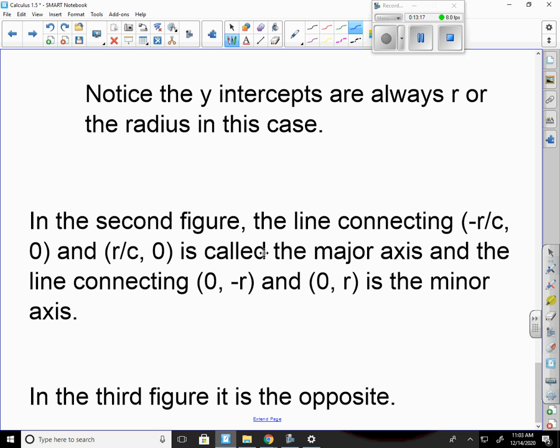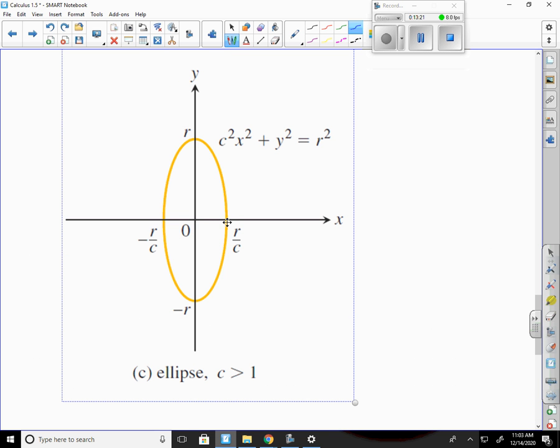If we look at the third figure, it's going to be the opposite. This is the major axis because it's the larger. This is the minor because it's the smaller. So our major and minor axes really depend on whether we have a horizontal compression or a horizontal stretch.